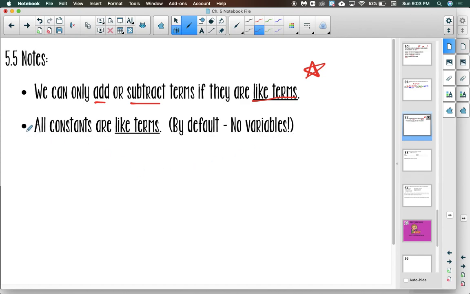Another note that you want to make is that all constants are like terms. And this is kind of by default because they have no variables. So remember, like terms have the same variables, but if there are no variables at all, they're still technically like terms with each other, with other constants. So that's a term you want to make sure you understand as well.